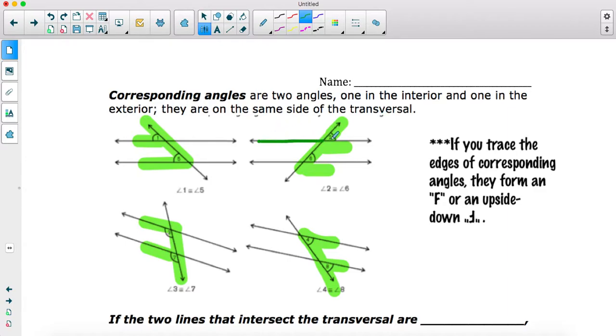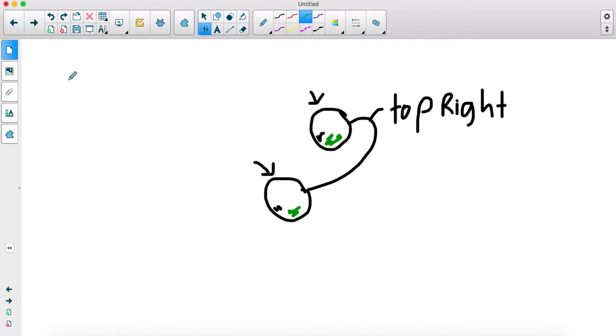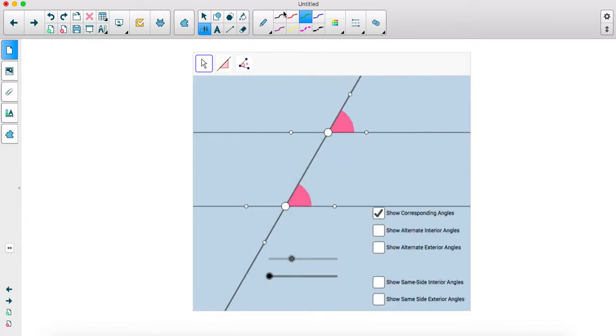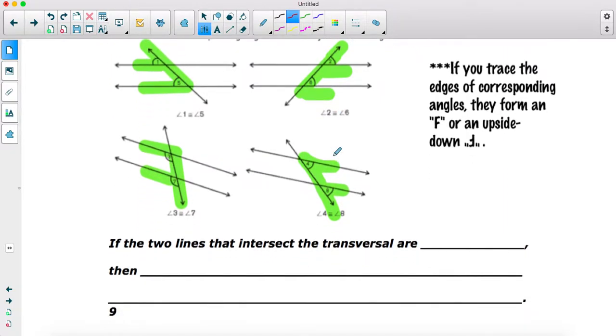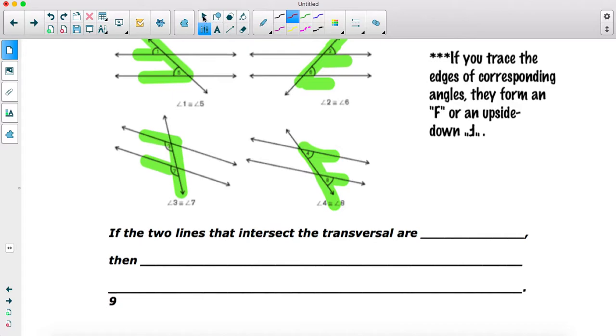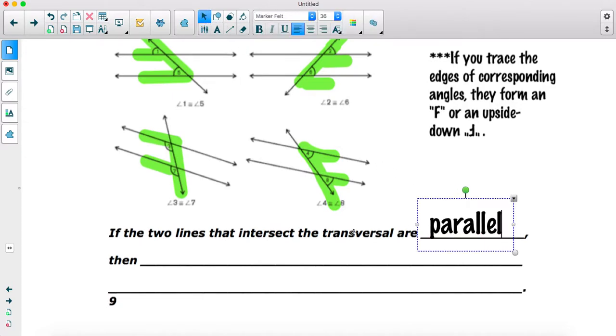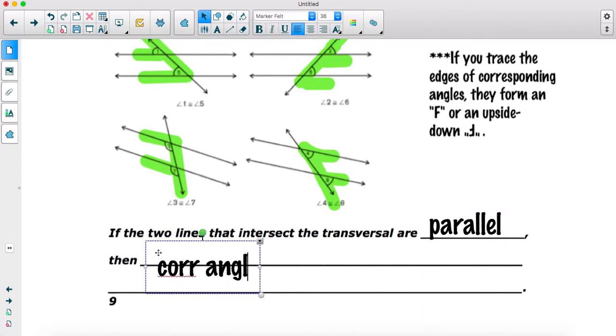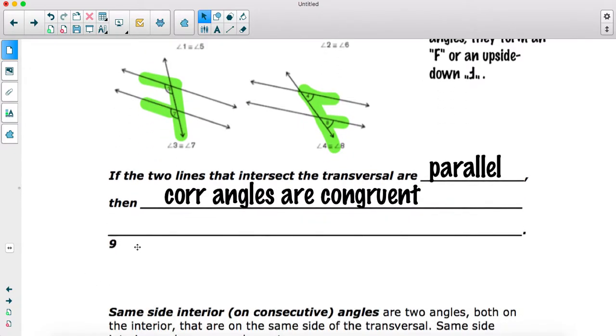Notice one of them, if you look at your parallel lines, is in between there, and the other one's on the exterior. They do lie on the same side of the transversal. If you trace the edges, it kind of forms an F. Here, if you trace the edge here, and then I trace this angle, this one's an upside down F, but if you trace those angle sides, it will form an F. Corresponding angles always form an F. So if these lines that intersect the transversal are parallel, which in this case they are, then corresponding angles are congruent. I don't know what that 9 is. That's a typo. All right.